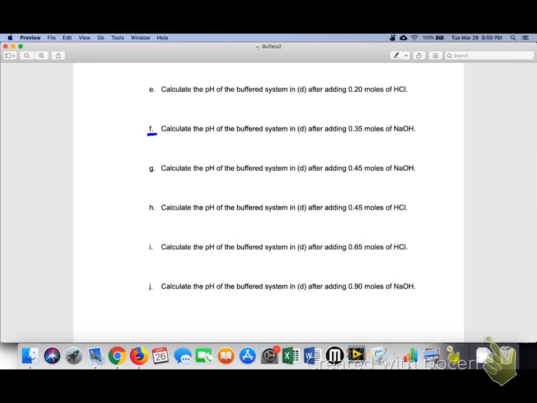All right, so then in question F, we're going to do the same thing, only this time we're going to add a base. And so the question you have to ask yourself is, what's going to help you when you add a base? If I add a bunch of OH minus, what's going to start to neutralize it? And that is, of course, the weak acid. So I'm going to write the equation of what's going on. We're going to take OH, and it's going to react with a weak acid, causing a drop in the concentration of the weak acid, but an increase in the concentration of the conjugate base.